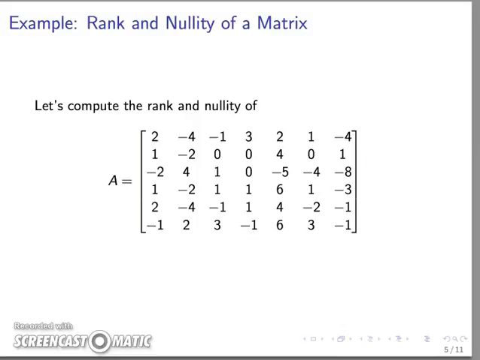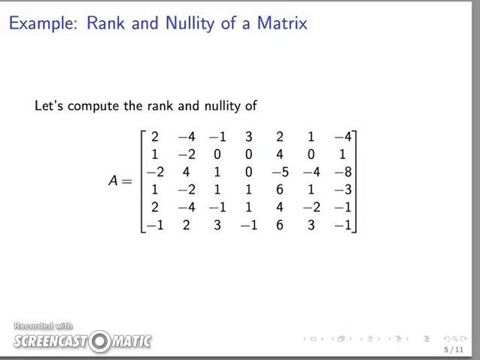So let's illustrate both of these definitions, the definition of rank and the definition of nullity. Let's remember, rank is the dimension of the column space. It is also the number of leading ones in the RREF, and n minus r will be the dimension of the null space, also known as nullity.